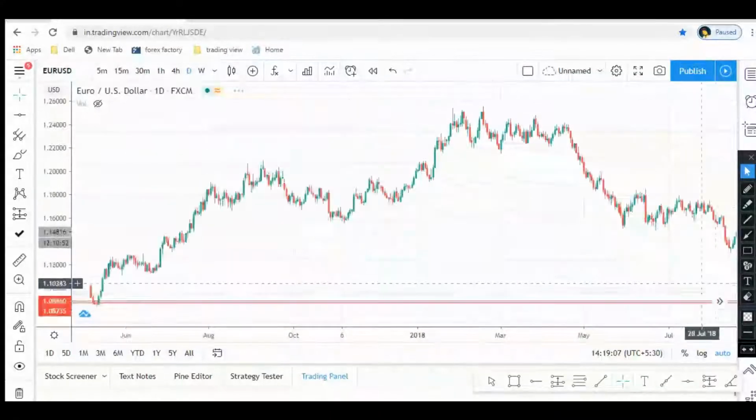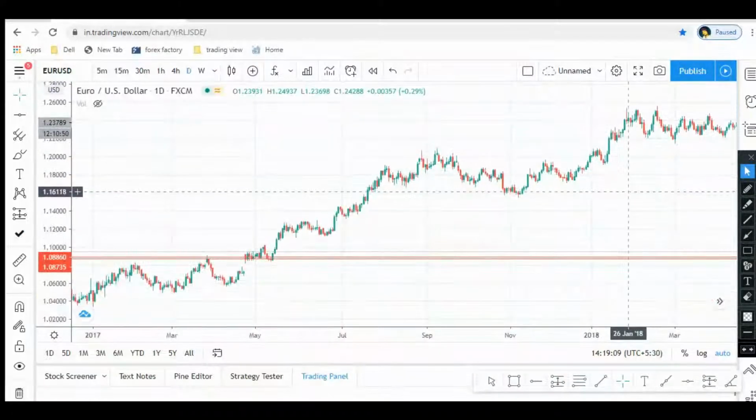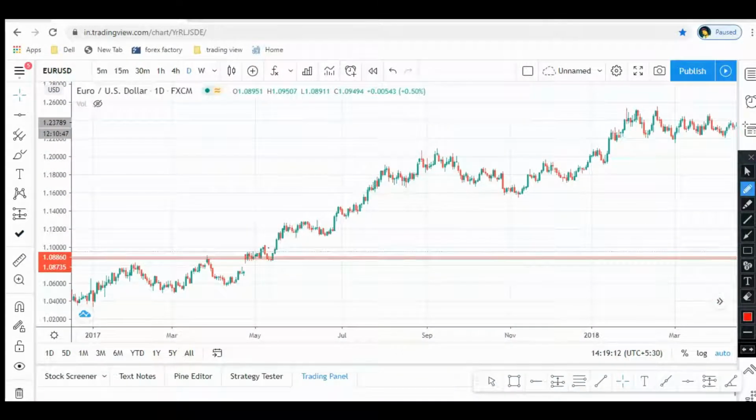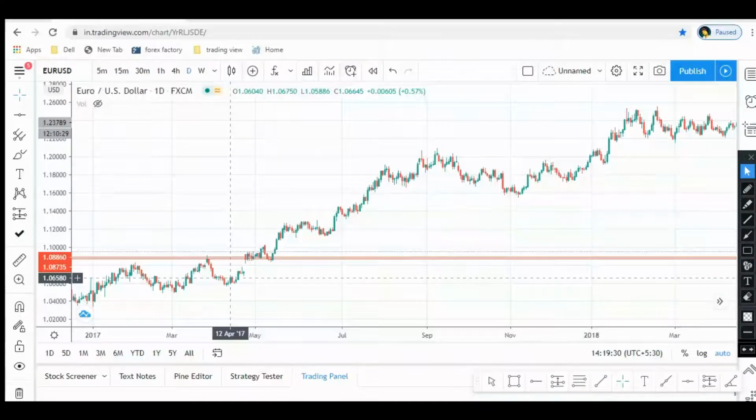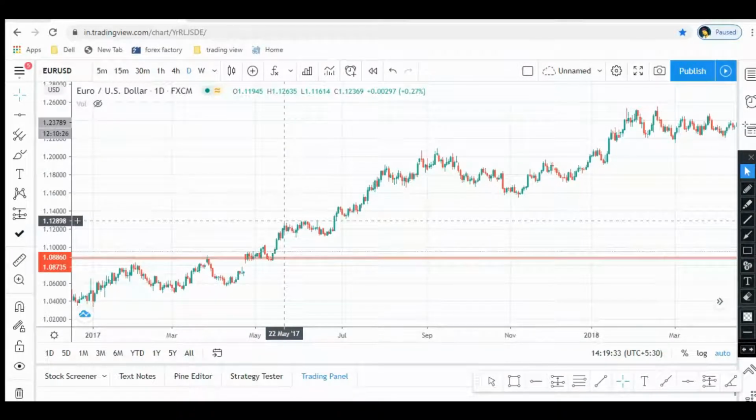As you can see, this particular area acted as a strong support, and this area acted as a resistance also. What I want to explain clearly is that whenever you find any support or resistance which definitely worked in the past also, that particular support and resistance area will be very strong, supportive, strong support and resistance lines.